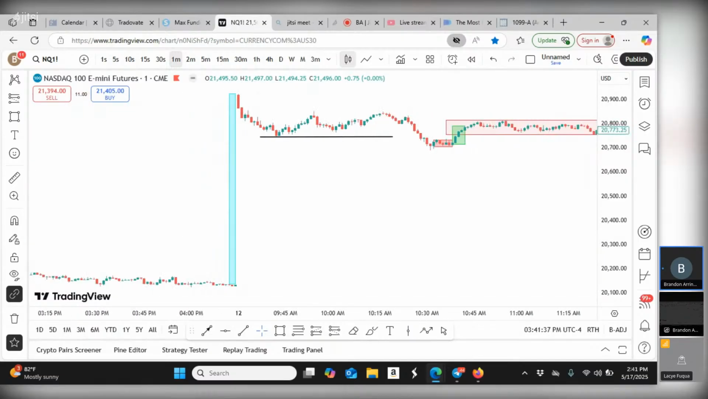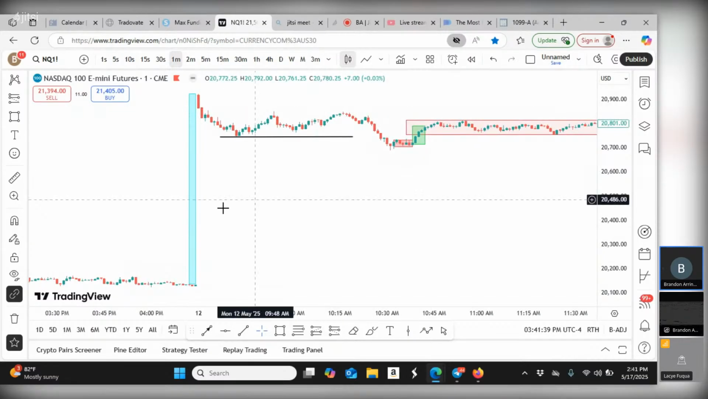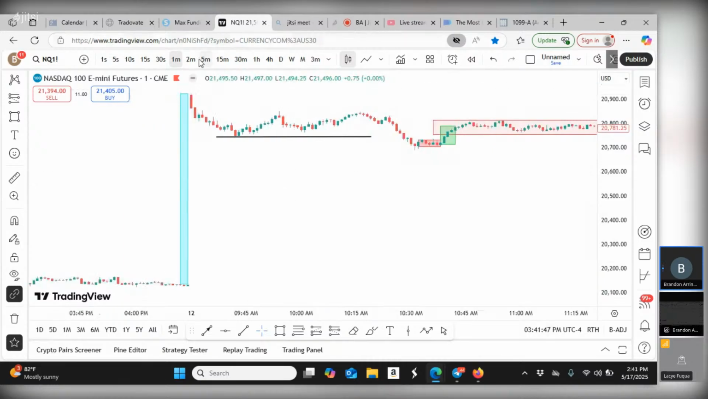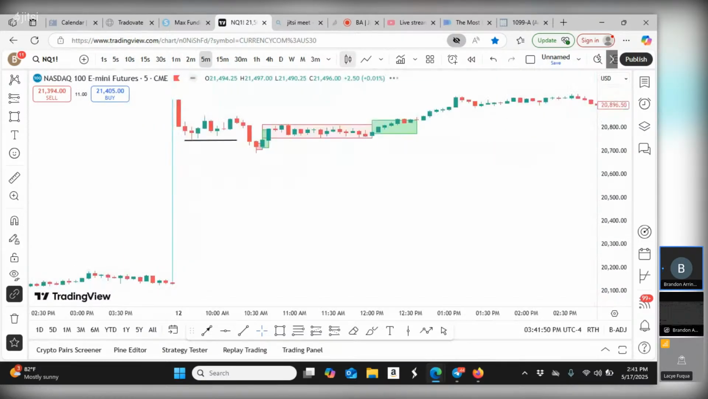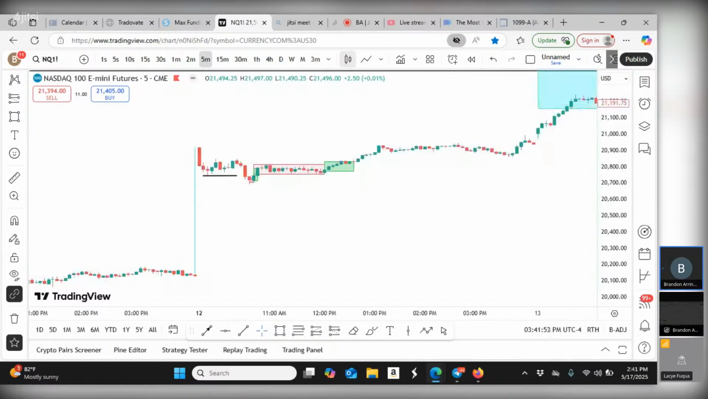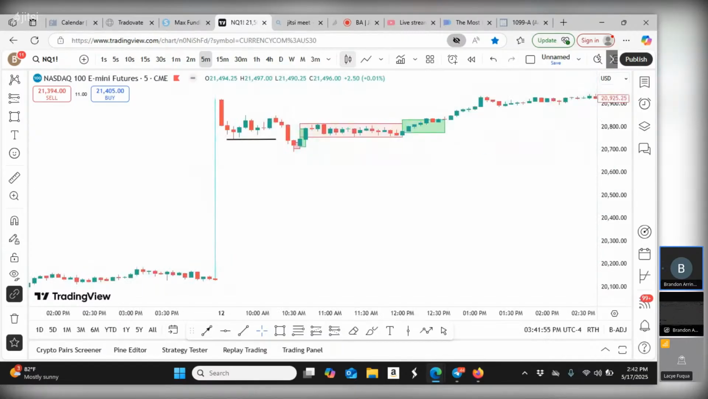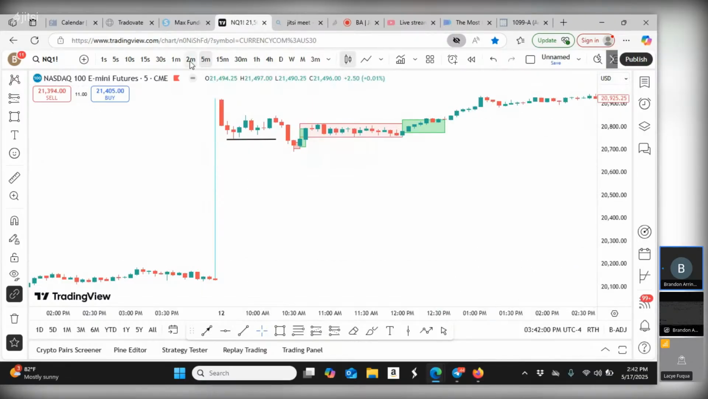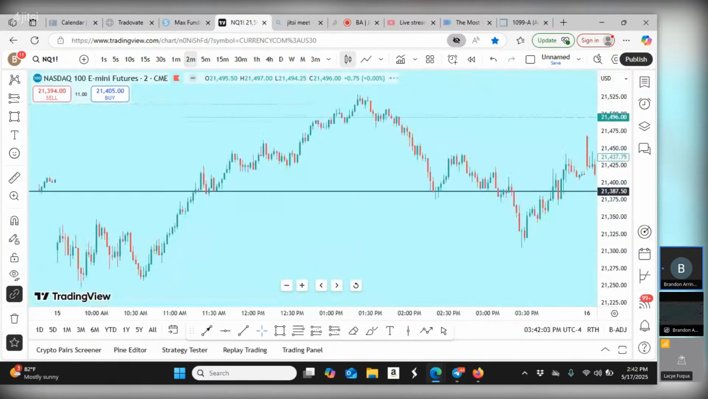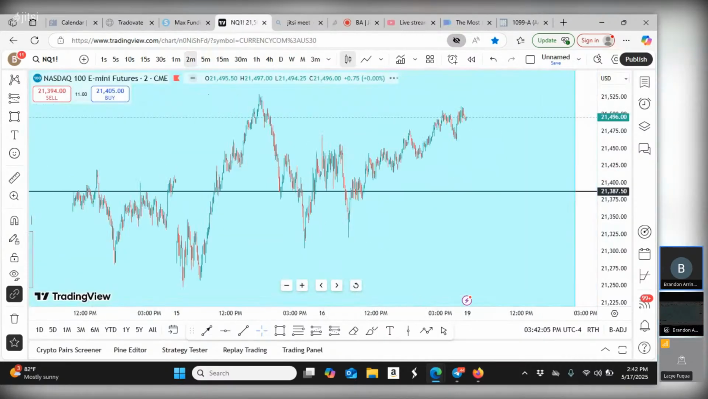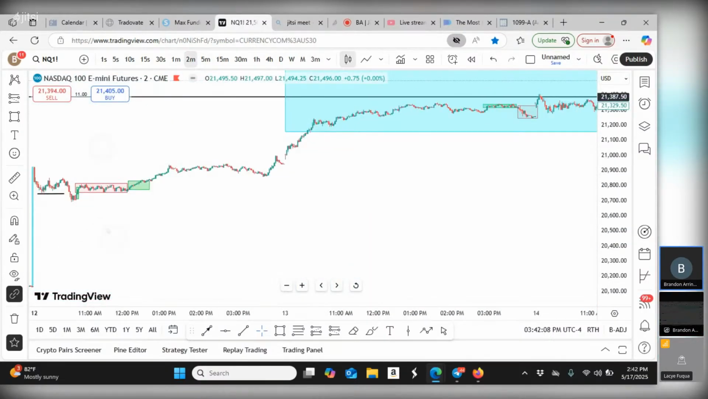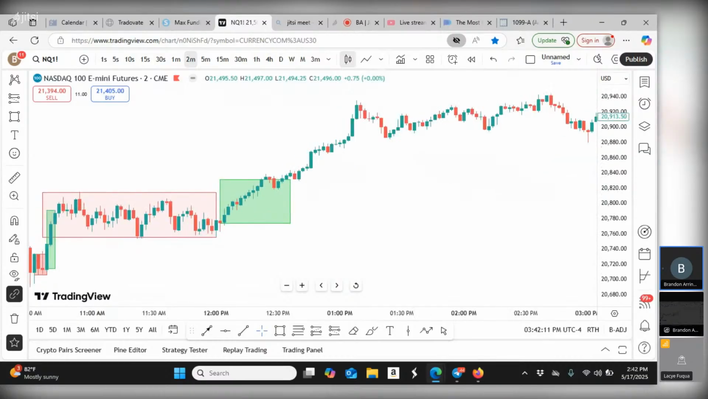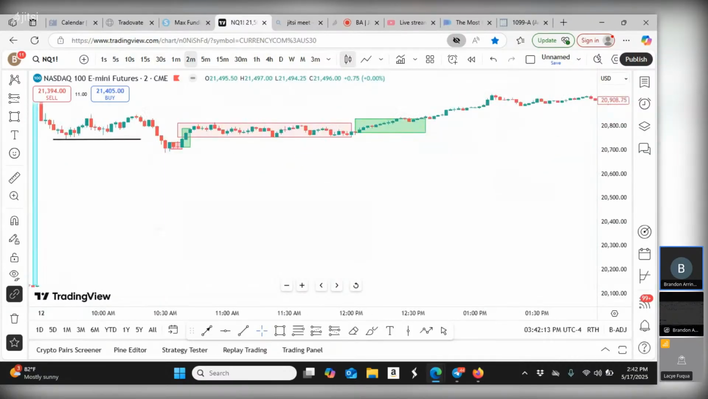So you see how price was just building up. It's accumulating. Is price accumulating to go up or down? Let me adjust this a little, it looks kind of crazy. There we go, it looks a little better. All right, right here.